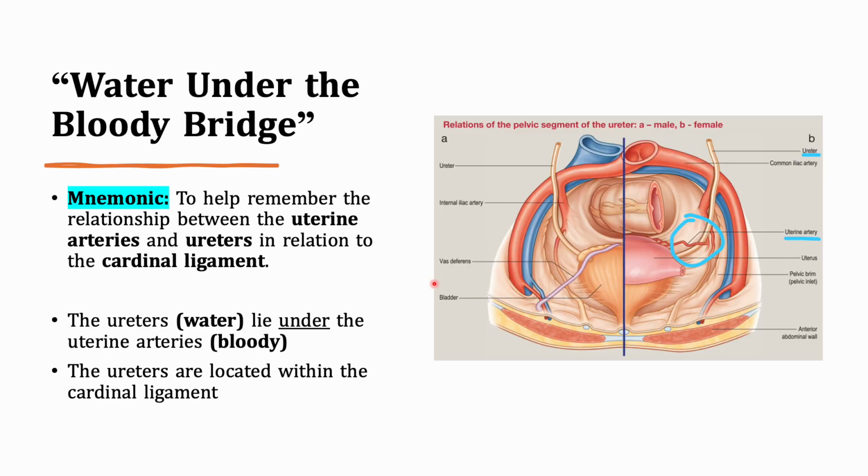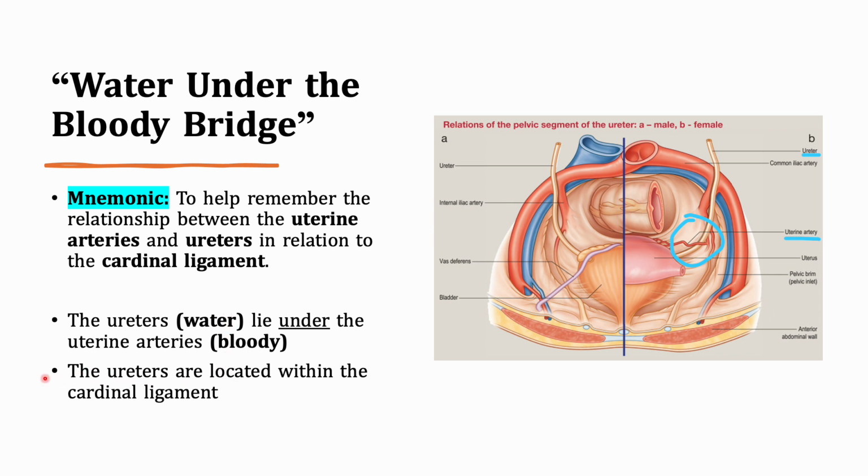And then lastly, I just wanted to include this because a lot of people in anatomy talk about this all the time. It's a mnemonic, and it's called water under the bridge. And so what does that actually mean? So this mnemonic is to help remember the relationship between the uterine arteries and the ureter in relation to the cardinal ligament. So we said that the cardinal ligament contains the ureters.